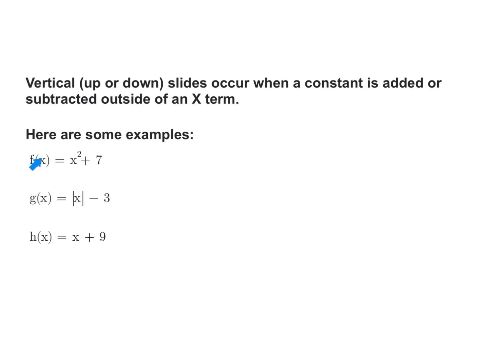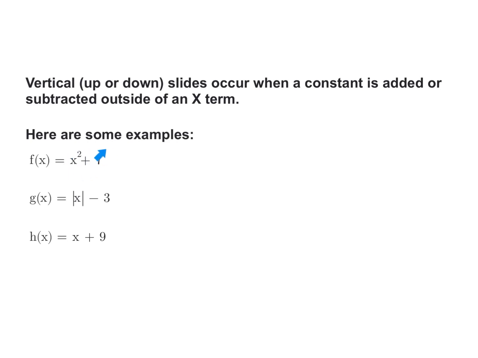So in this, for f of x, the parent function is y equals x squared, an original parabola. When I say it's outside, it's because the x is being squared, but the 7 is not. So there's something happening to the x. The plus 7 is happening outside of the x squared. That tells me that this plus 7 is going to affect the y. And so that means it's going to go up or down.